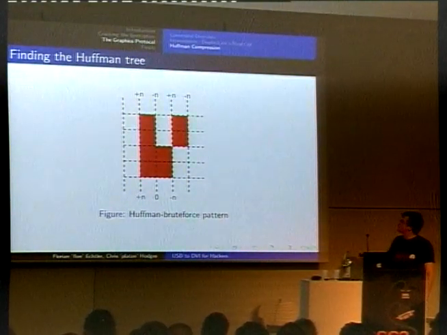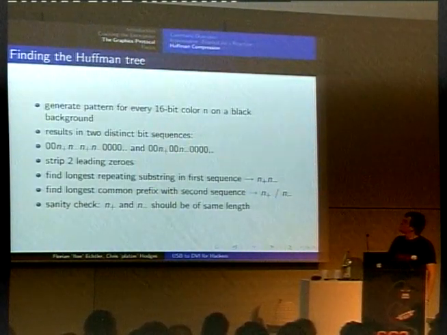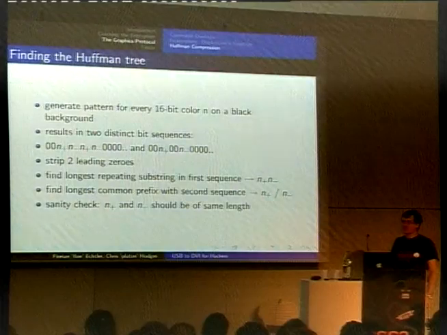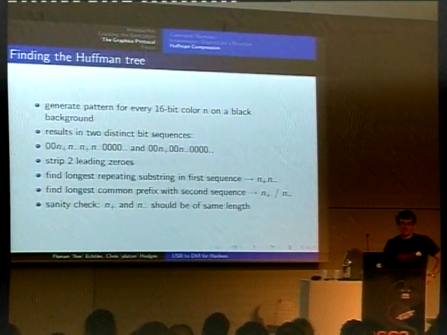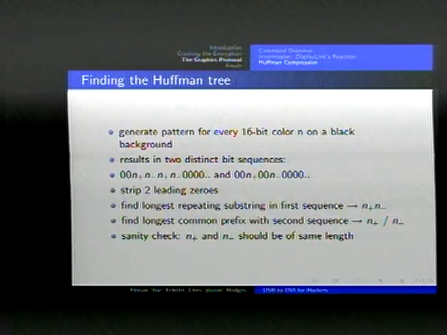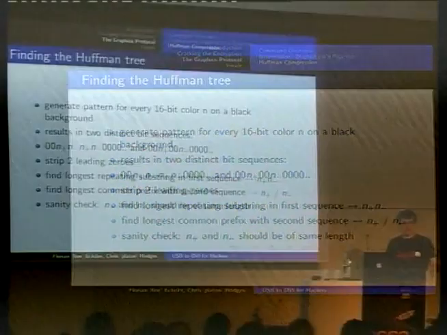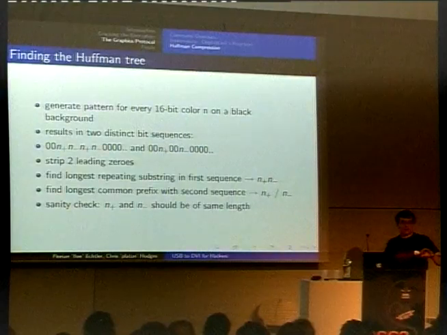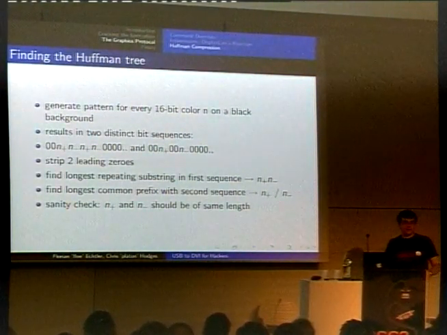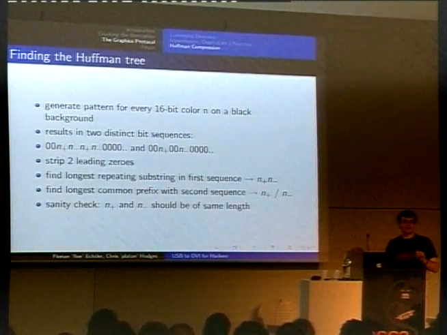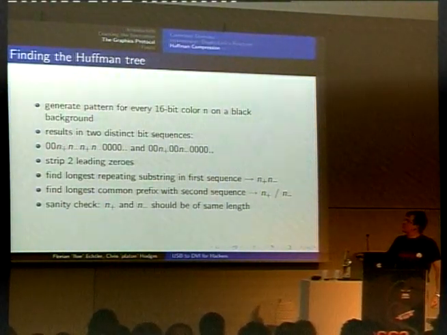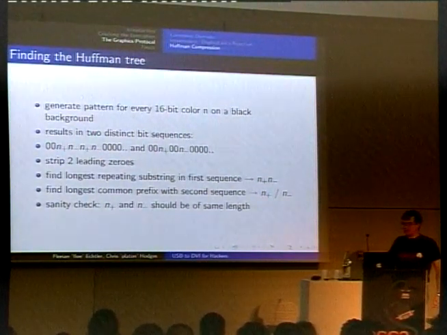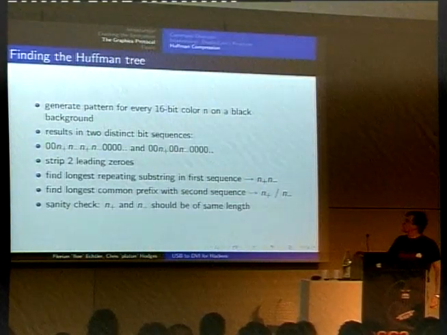The approach is basically to generate this pattern for every color n in 16-bit on a black background, and you get two different bit sequences, as I mentioned. The one starts with 00. Of course, all of them start with 00 as the first pixel of every row is black, and the starting value is also 0. So we get the sequence for a difference of 0, then two pairs of plus and minus n, and the rest is zeros, and we get plus n, zeros, minus n.